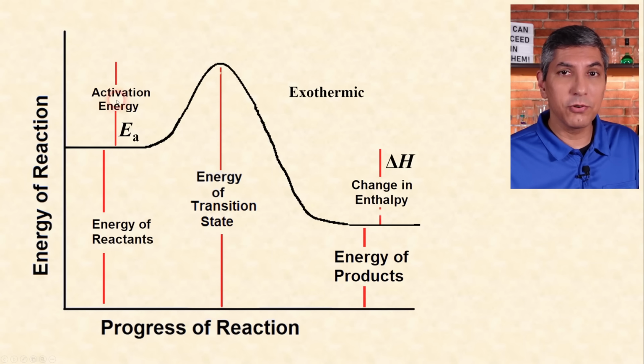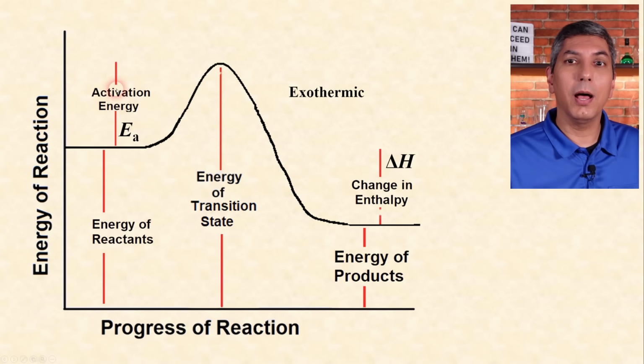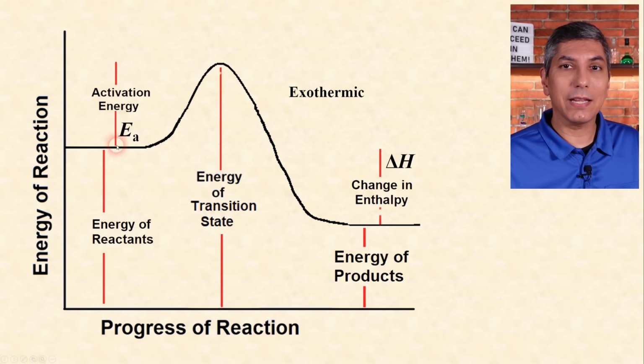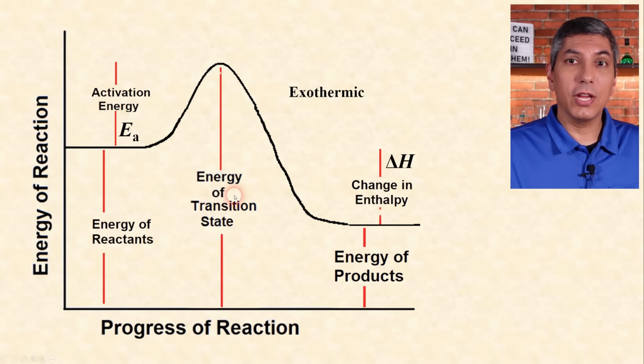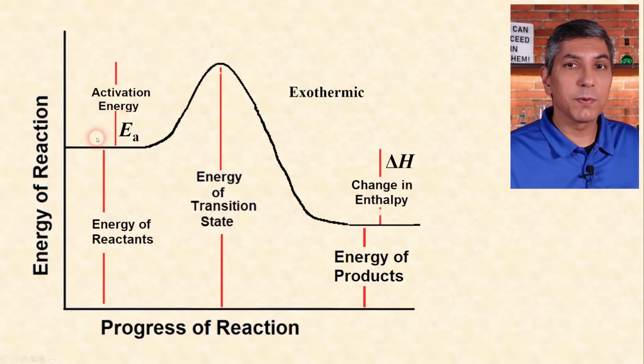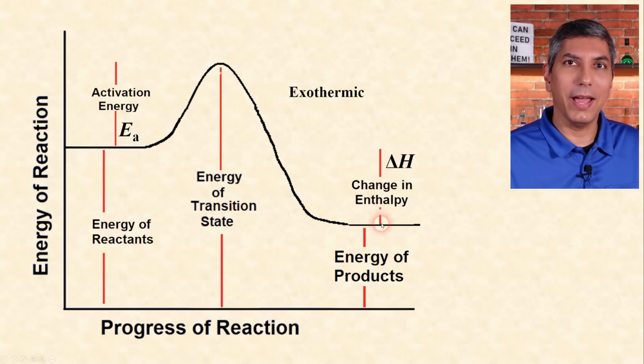The activation energy of a reaction, often abbreviated E sub A, is the distance from the beginning of the curve up to the peak. You might notice that the energy of the reactants plus the activation energy is equal to the energy of the transition state. The change in enthalpy, which we abbreviate delta H, is the difference between the starting point of the graph and the ending point of the graph.